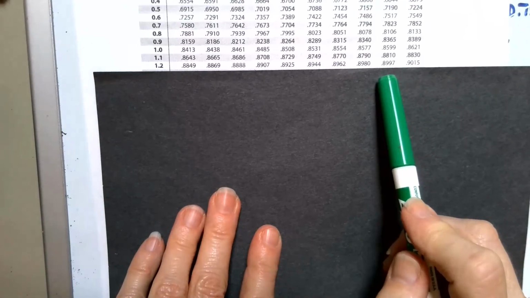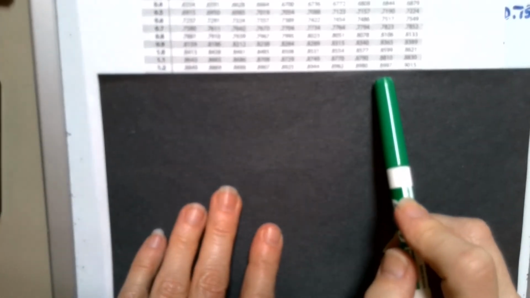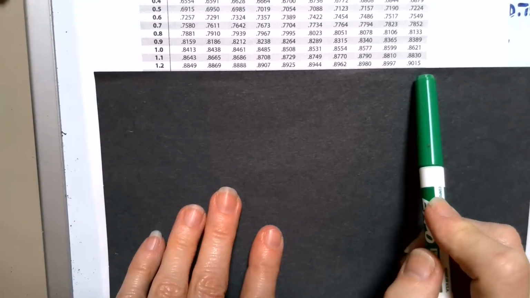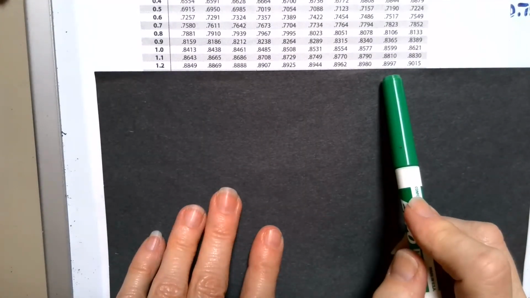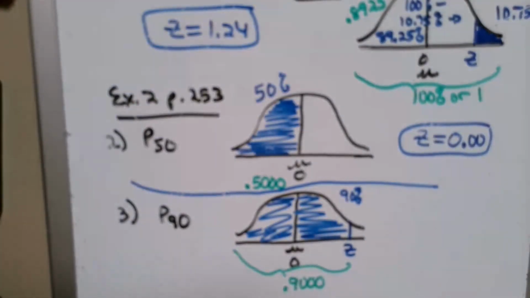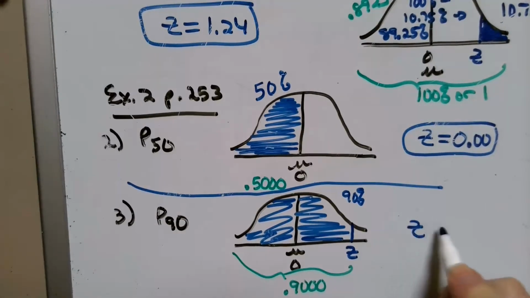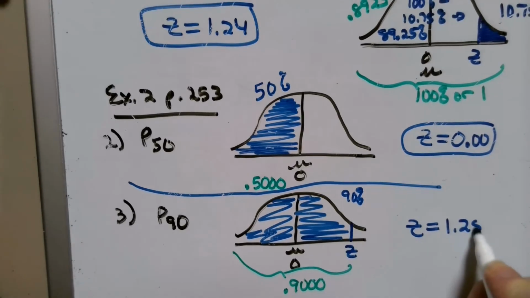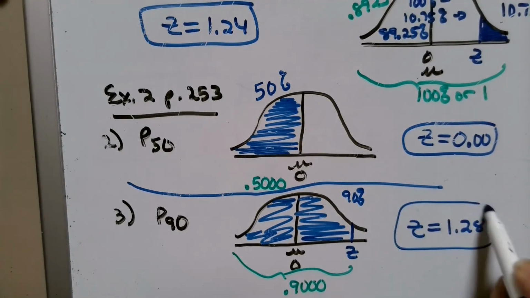So let's see if the one next to it is closer. 0.8997. That's a little too small, but it's a lot closer to what we want, 0.9000. It's only 3 10,000ths away from what we want, whereas this one's 15 10,000ths away. So if there's not an exact match in the table, pick the closest value. Could be more, could be less. And so what's the z-score? I'm in row 1.2 and 8 hundredths. So my z-score that most closely matches to having an area of 90% or 0.9000 to the left is the z-score of 1.28. Okay.